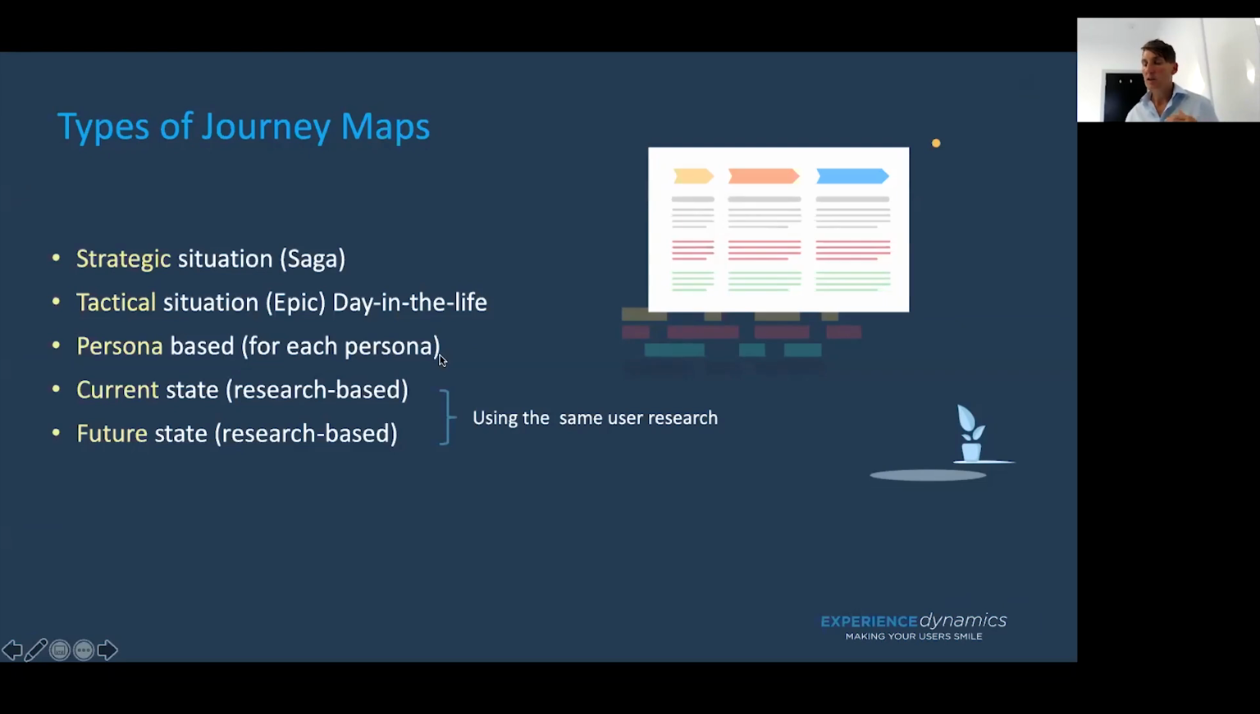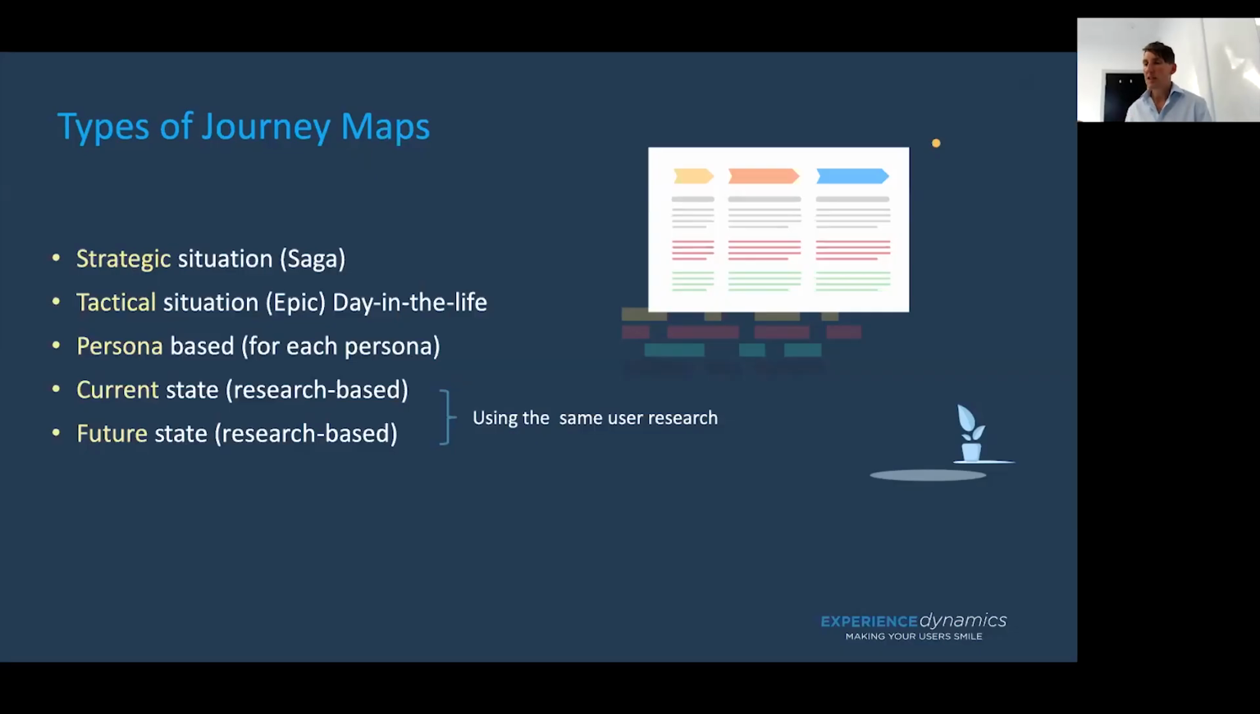So persona, the reason why I would do a persona based journey map is because I want to get very granular and I want to take my personas and understand each one of those personas. What pain are they feeling? I don't do it for every project because it doesn't need it sometimes. Sometimes I just need a strategic situation. And sometimes I take my strategic journey map and I put the personas on it, right? So you can kind of blend the goodness from one to another.